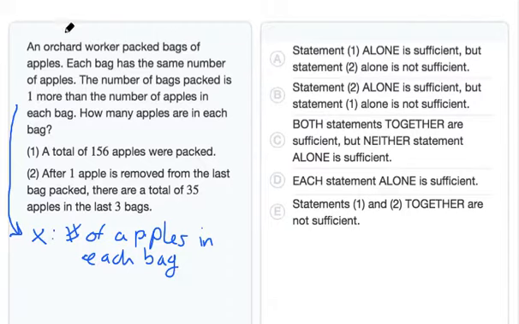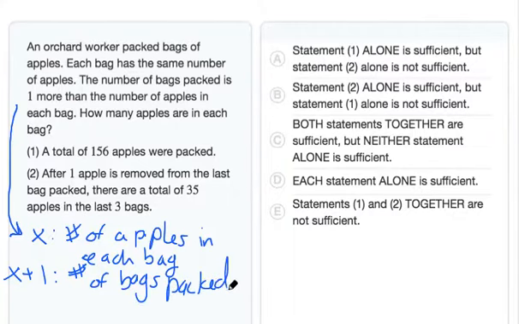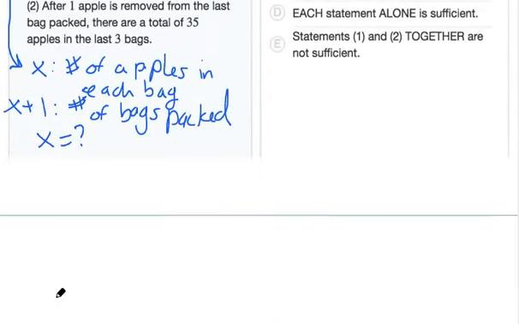This means that our next sentence says the number of bags packed is one more than the number of apples in each bag. So we have that x plus 1 represents the number of bags packed. And the question asks us how many apples are in each bag. So when we're working with each statement individually, we're looking to find a value for x. Let's dive into statement 1 first.